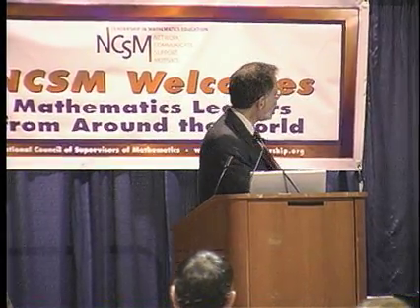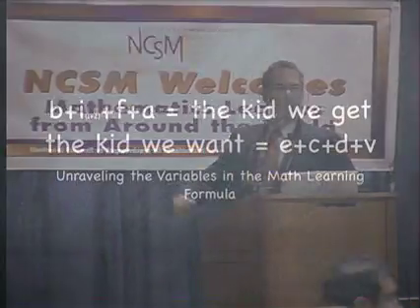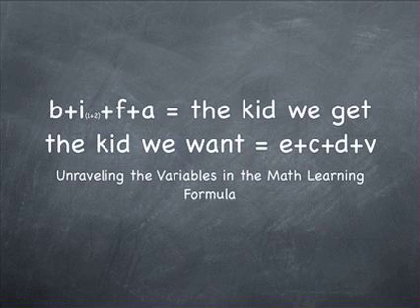One is the formula, the variables that we need to think about to understand what makes up the kids we get mathematically in the classroom, and then the formula for getting kids to where we want them to be. So, unraveling the variables in the math learning formula. B plus I, and there's I sub 1 and I sub 2, plus F plus A, obviously you guys know this already, is the kids we get. So we'll walk through that formula with you and see how that works. Hopefully it's something that'll be helpful.